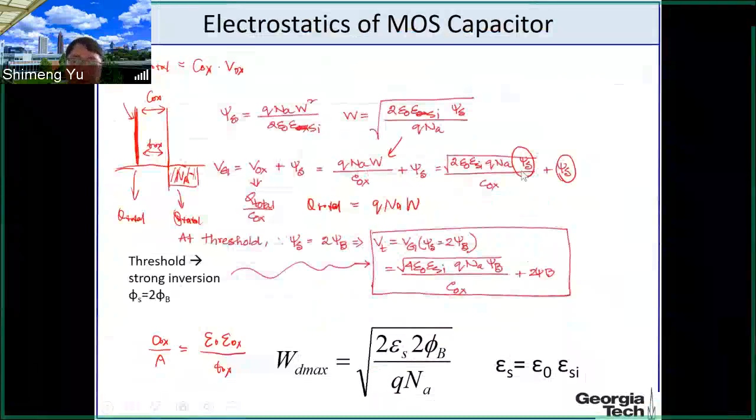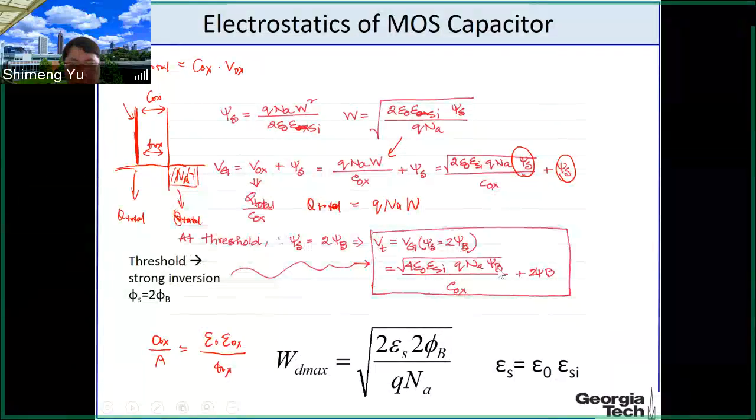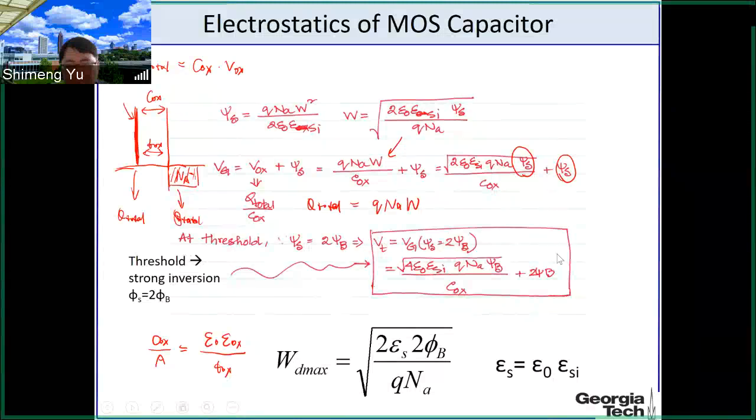If you plug in 2 phi b here, then you will get the eventual threshold voltage equation, because the threshold is defined as the gate voltage when the phi s equals 2 phi b. So you plug in 2 phi b here, then you get this equation. So this is for the threshold voltage. This is what we want to eventually derive.